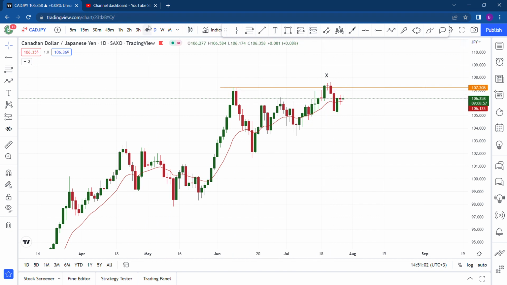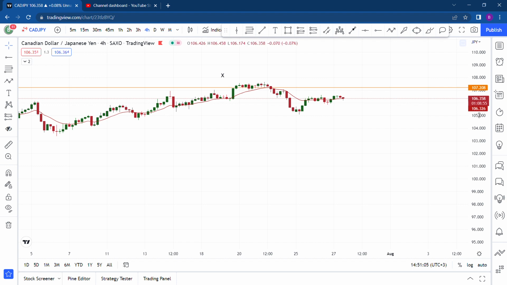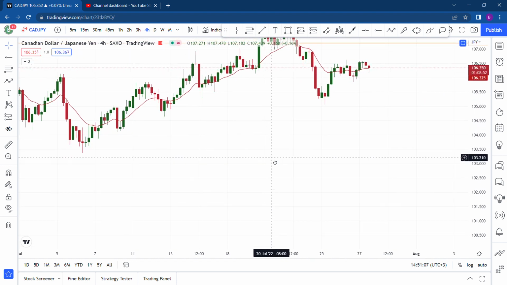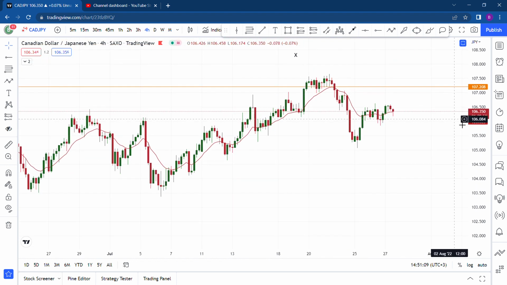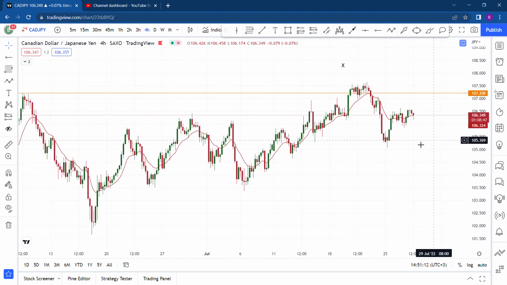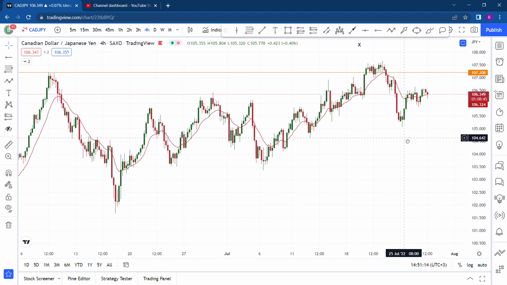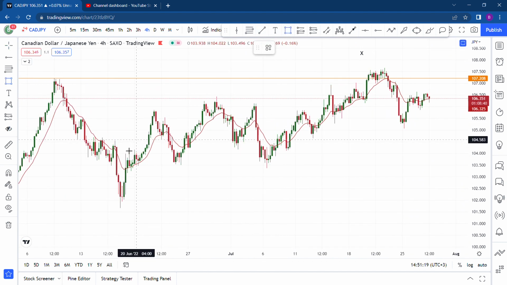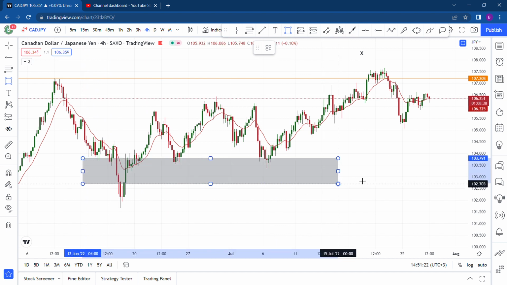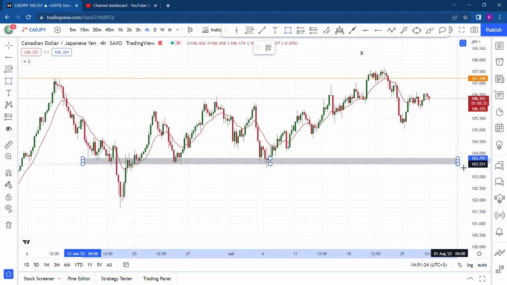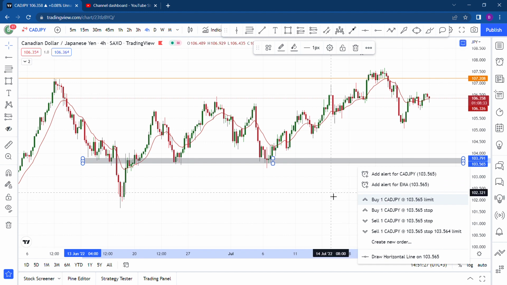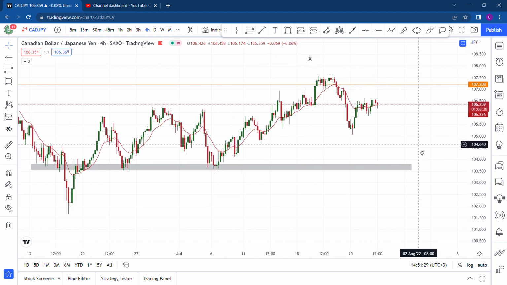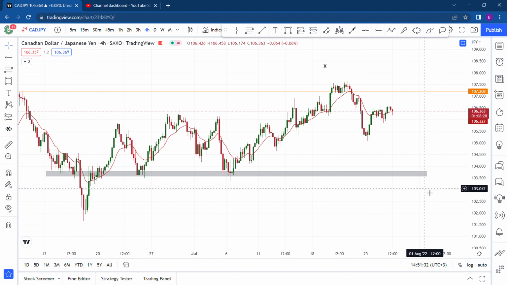If you just see this one, you go lower to H1, H4 time frame, go down to the H4 time frame. It looks like that. So you can see that here we have a support, a very strong support, that is keeping price above 103 Japanese yen.